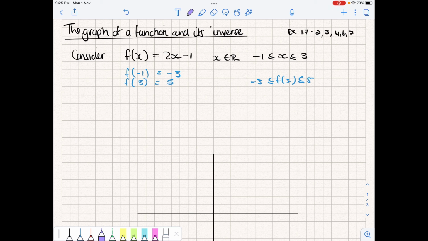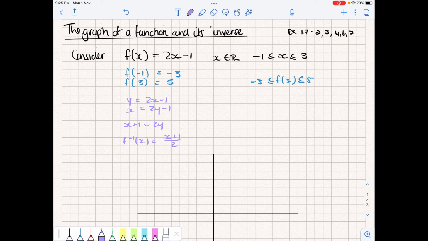So let's consider what the inverse function would be. We've already learned how to calculate the inverse, so we'll just change it into y equal to 2x minus 1. We'll swap x and y around, so we'll get x equal to 2y minus 1, x plus 1 equal to 2y, and so we have the inverse function equal to x plus 1 over 2.